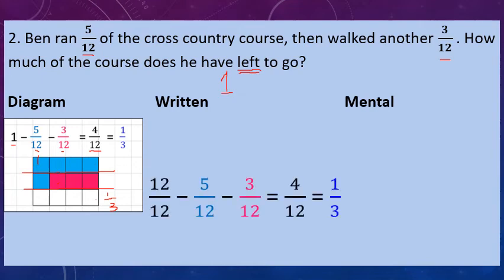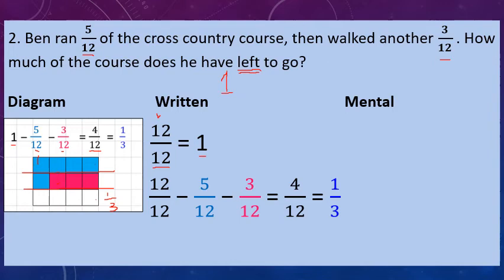What about a written strategy? Well, here, sorry about the animation there. Here I've got 12/12. I know that because the numerator is the same as the denominator, it equals a whole, equals 1 whole. So 12/12 is the same as 1 whole. Then all I need to do is just do some subtraction. So 12/12 minus 5/12 minus 3/12.